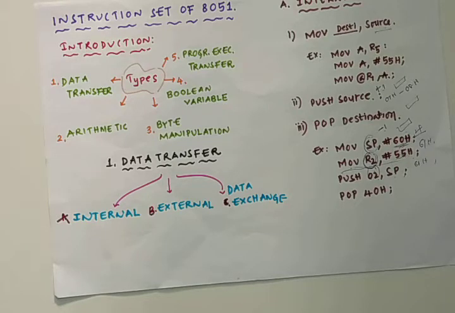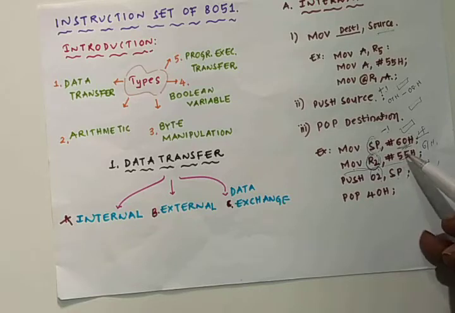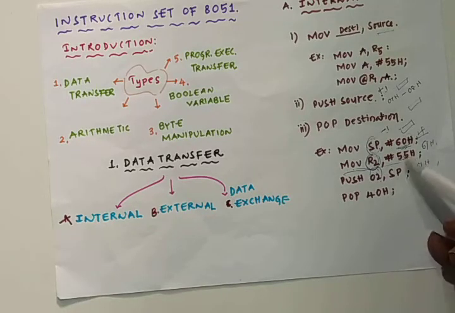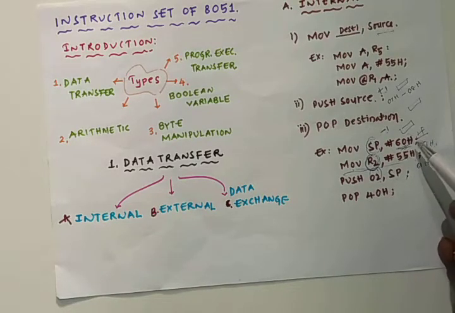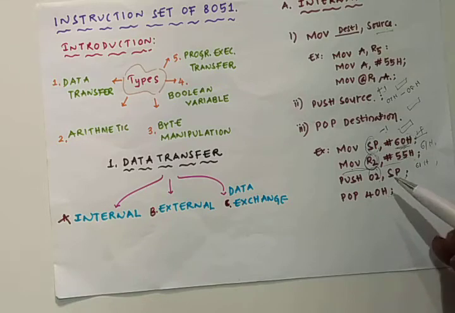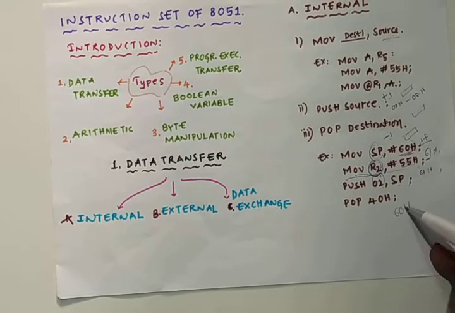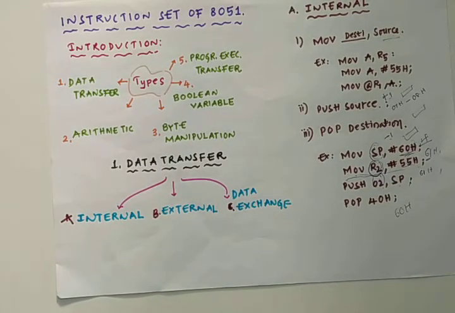Now I am going with the last one, the pop instruction, that is pop 40H, meaning data 55H from 61H is copied into internal RAM, and the stack pointer will be decremented by 1. Earlier it is 61H, now it comes to 60H only. Data 55H from 61H is copied to internal RAM, that is 40H. Stack pointer decremented to 60H.